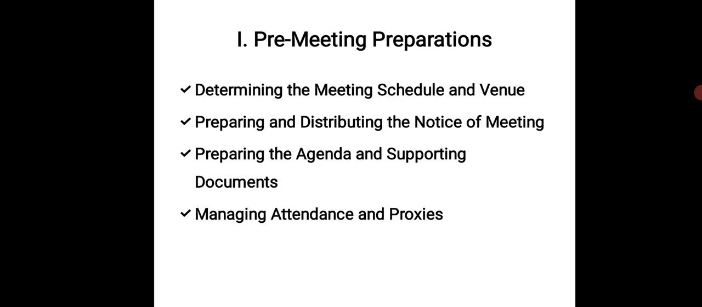Then managing attendance and proxies. The secretary is responsible for tracking attendance at the meeting. If proxy voting is permitted, the secretary must manage the process of receiving, verifying, and recording proxy votes. This includes providing clear instructions on how to appoint a proxy and ensuring that all proxy votes are properly counted.